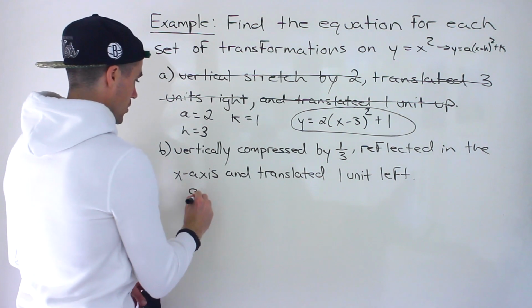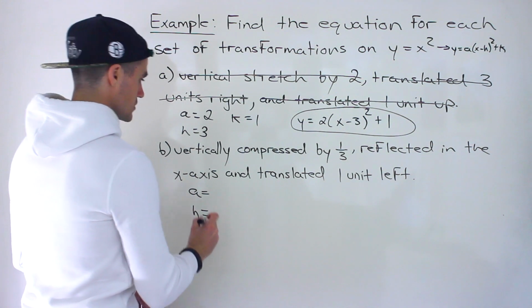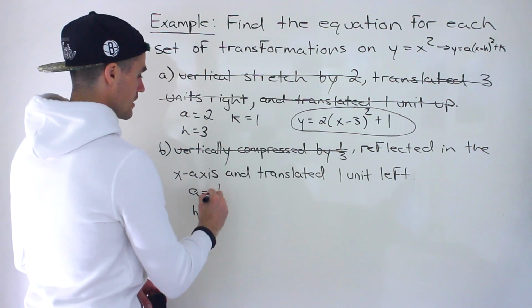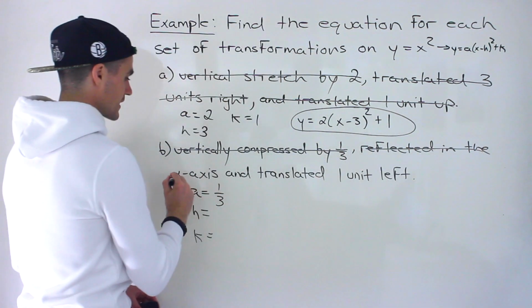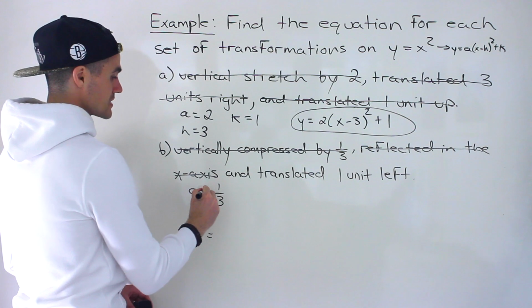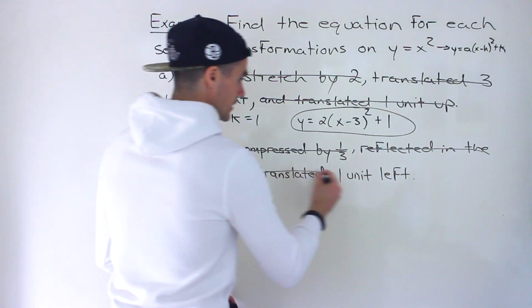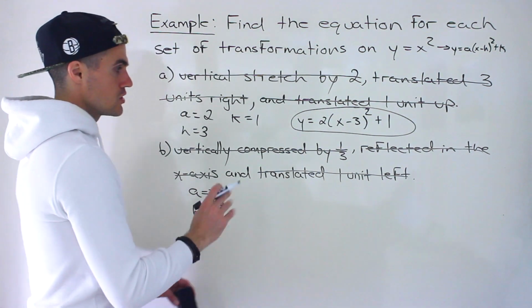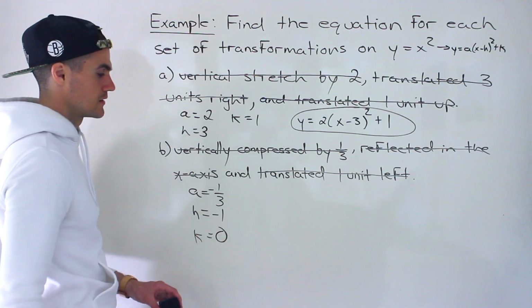Same thing with part B. Let's find the a, h, and k value. Let's go through these one by one. Vertical compression by 1 over 3. The a value is 1 over 3. Reflected in the x-axis means that the a value is negative, right? So it's negative 1 over 3. And then translated 1 unit left means the h value is negative 1. And there's no mention of a translation up or down, so the k value is going to be 0.